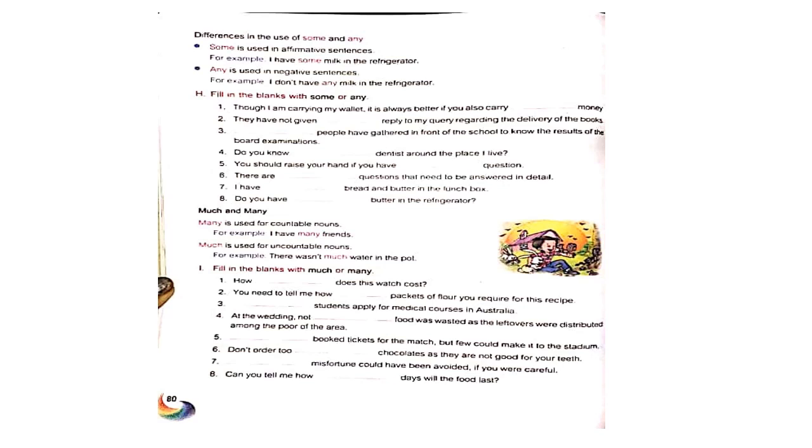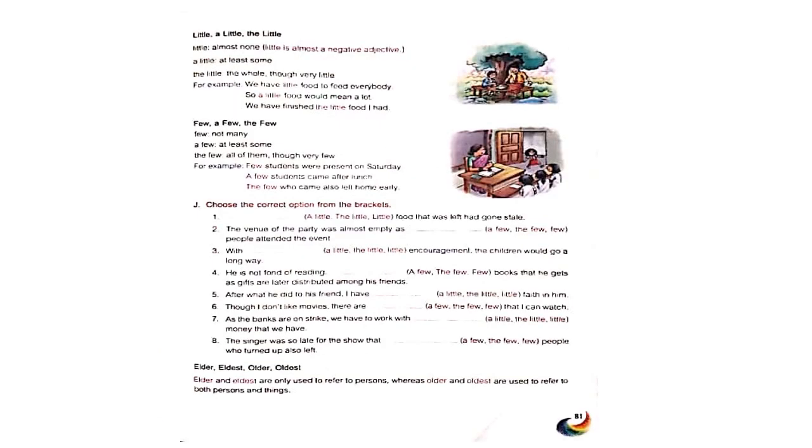For example, there wasn't much water in the pool. So water is uncountable, and if you look at the sentence, it is written there wasn't. Remember, if there's n apostrophe t, not, all those things are nothing but negative sentences. So when there's a negative word in a sentence, it is mostly uncountable nouns. Next we have little, a little, the little. So let us look at the first one, little. It is like almost none. Okay, little is almost a negative adjective.